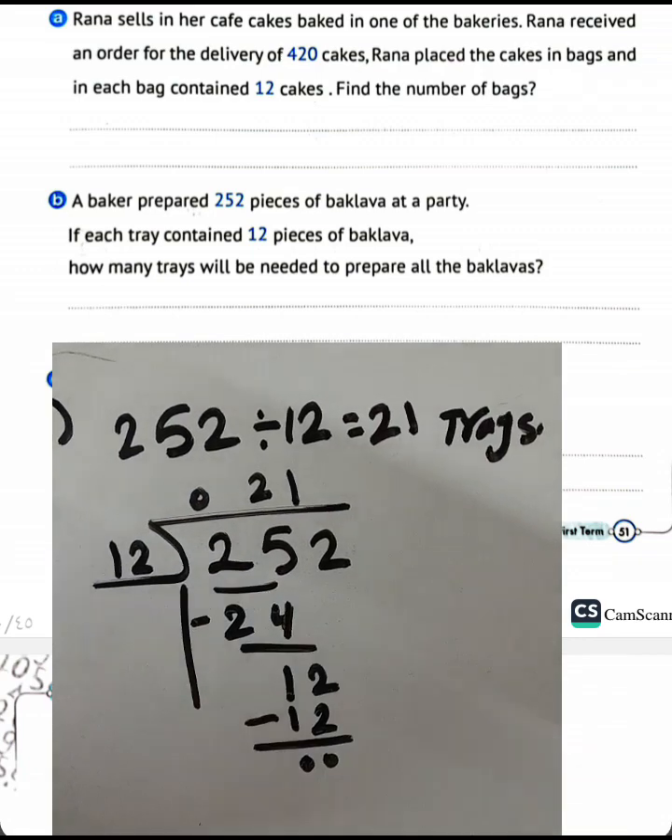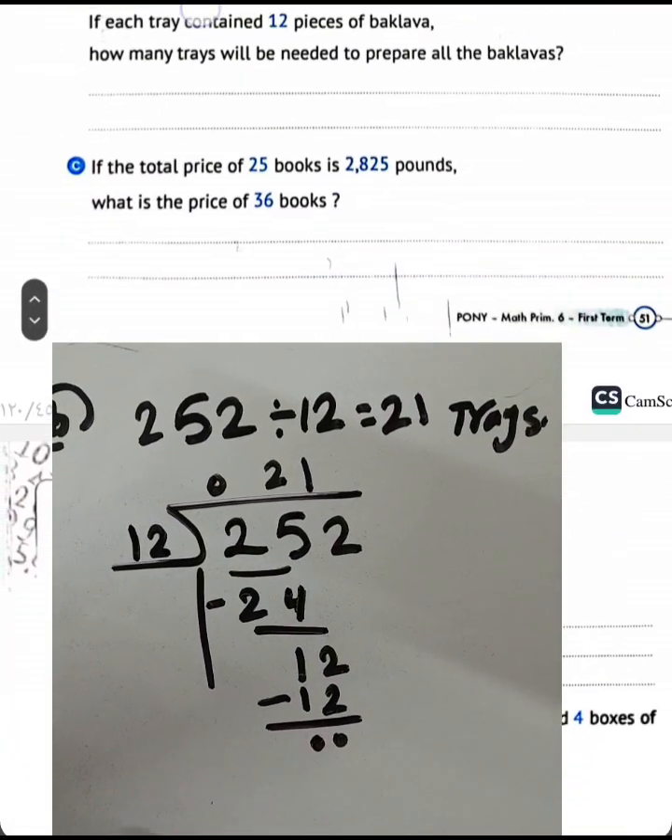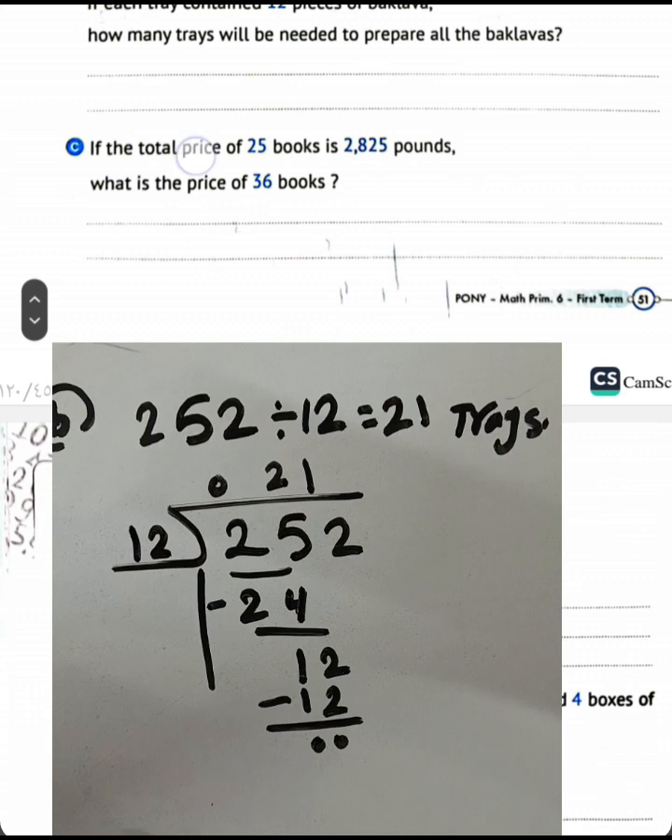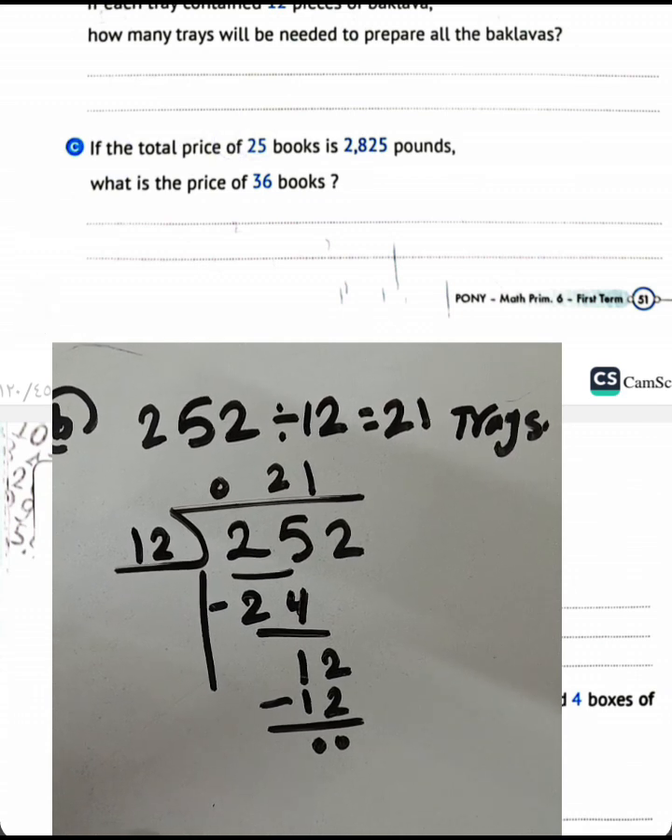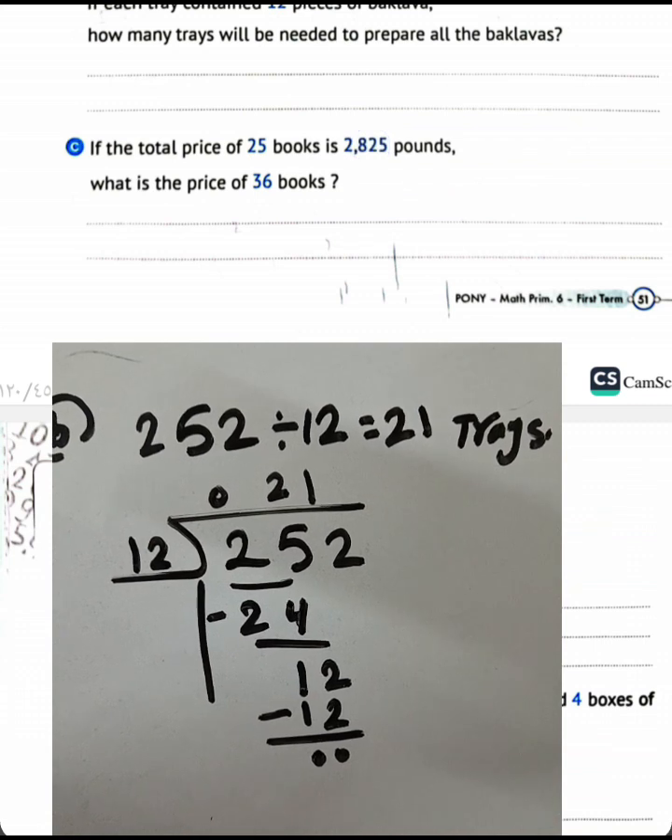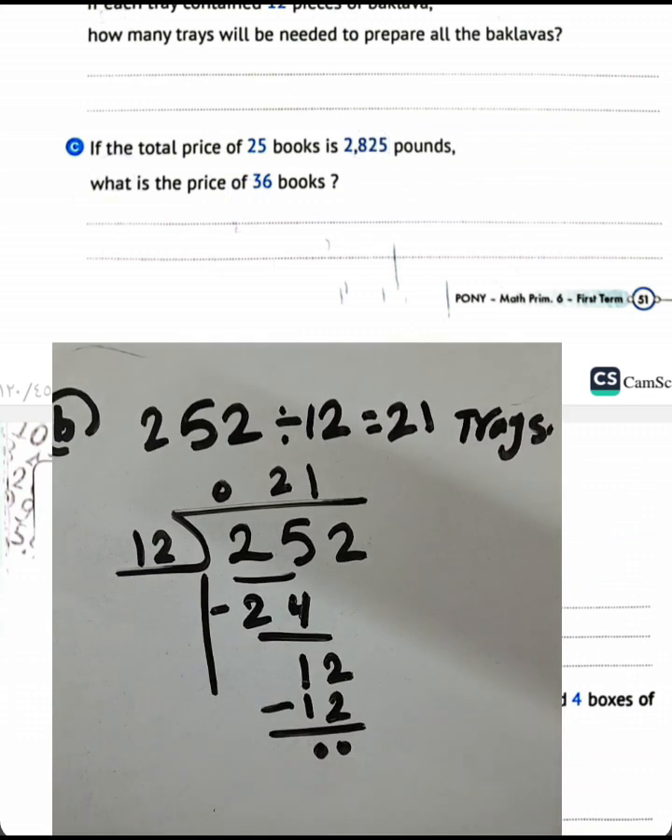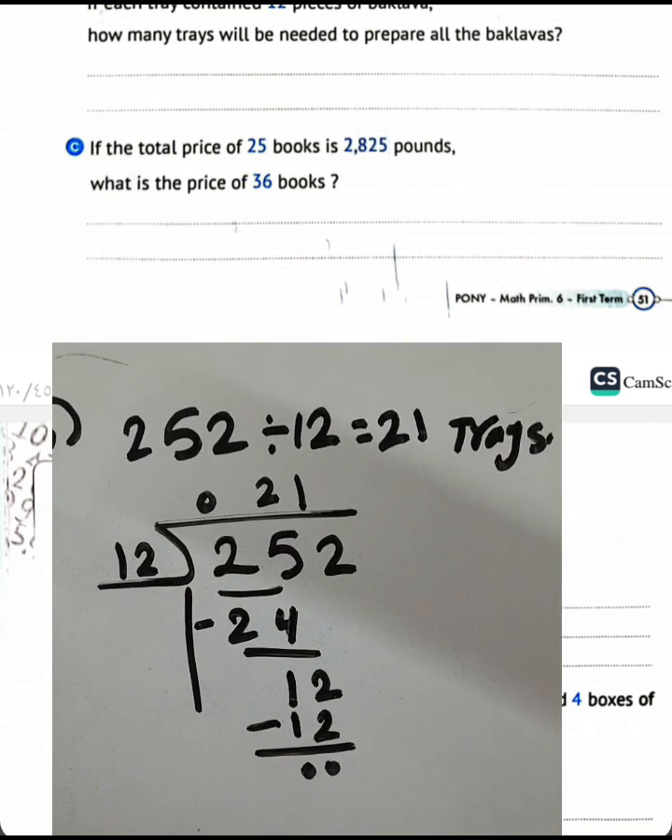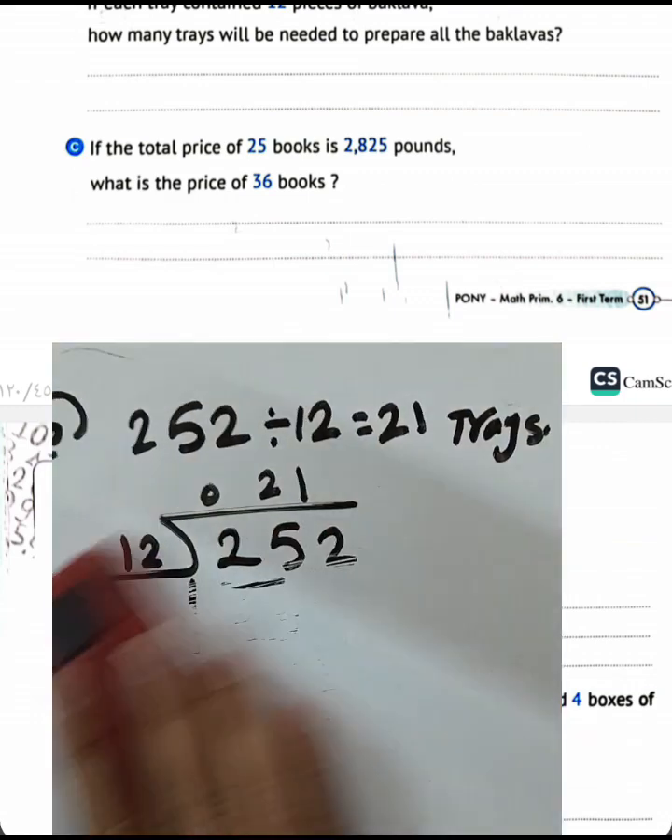Okay, question letter C. If the total price of 25 books is 2,825 pounds, it's a total, what is the price of 36 books? First step here, we must find the price of each book by using long division, and then multiply the result by 36 to find the price of 36 books. Okay, we have two steps here.